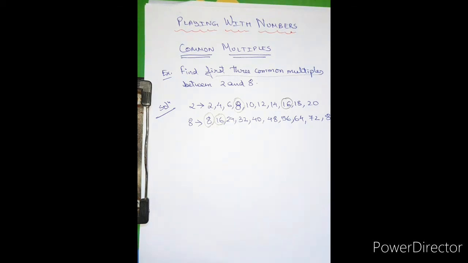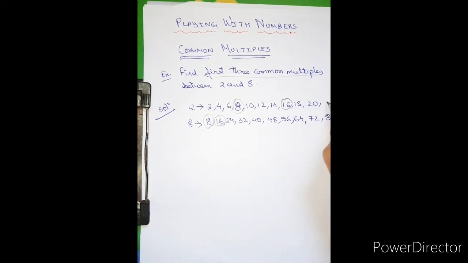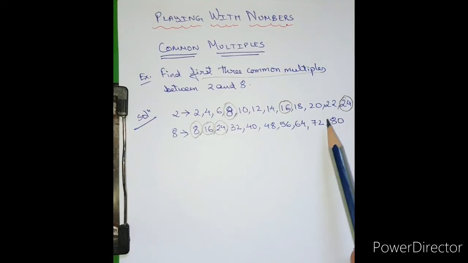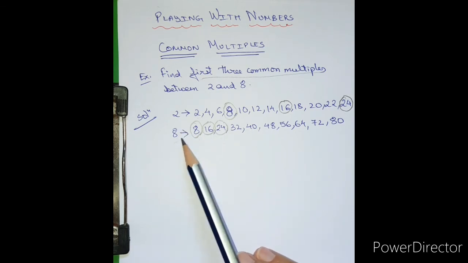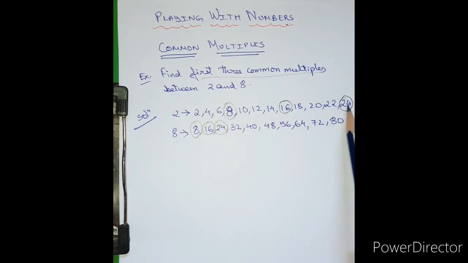Now what we are going to do, we have to list down further. Okay, 2 11s is 22, 2 12s is 24. We have got 2 12s are 24. So 24 is matching here with 8's multiple. So we got the 1st, 2nd and 3rd multiples.